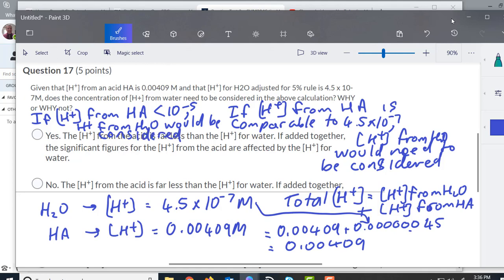And again, the reasoning here is that you're putting that value in down here, and since 10 to the negative 5 is comparable to 10 to the negative 7, you could make the argument when you added these two together that it would change the value that you see right here, which means that this effectively has changed the value of the H+ concentration.